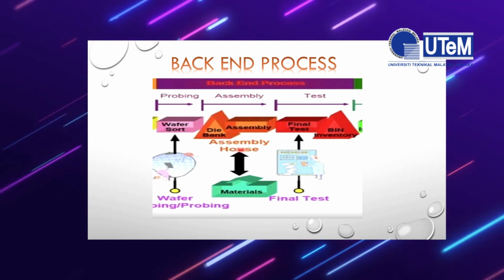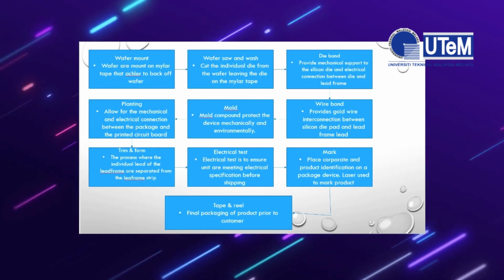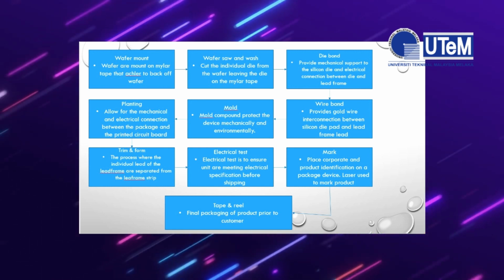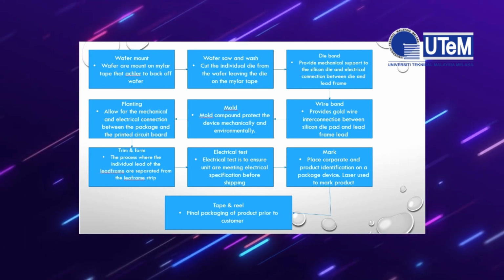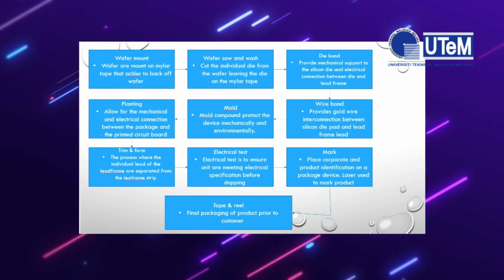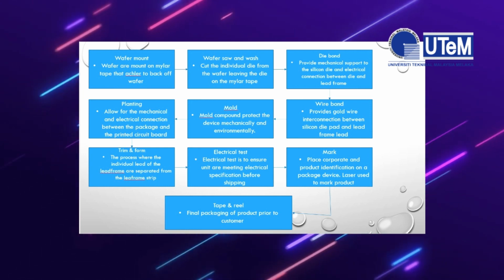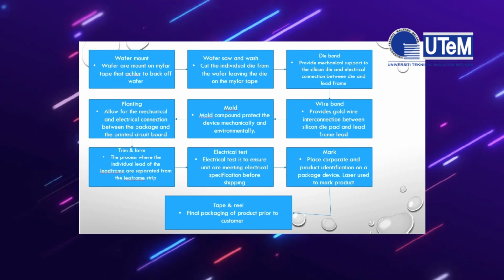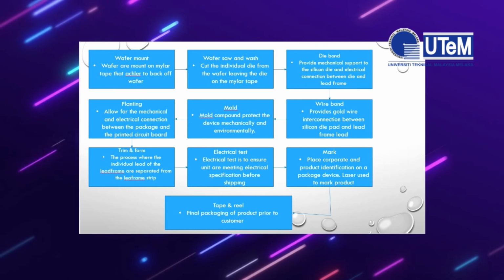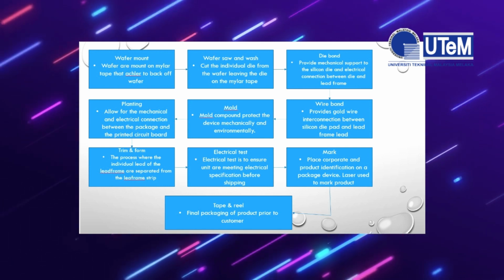For the wafer sort process, we have 10 main processes. First, the wafer is mounted on mylar tape that adheres to the back of the wafer, and then wafer saw and wash. This is to cut the individual die from the wafer, leaving the die on the tape. And then we move to the die bond. The die bond provides mechanical support to the silicon die and electrical connection between die and lead frame.